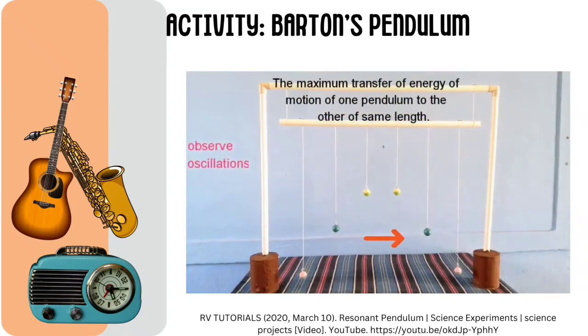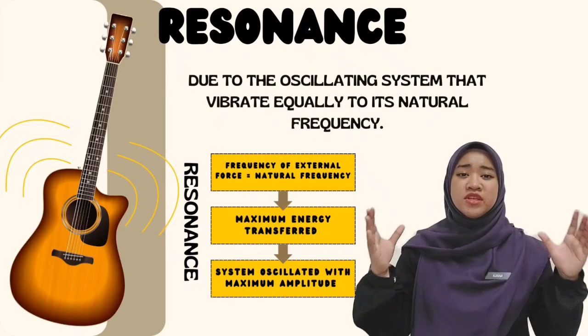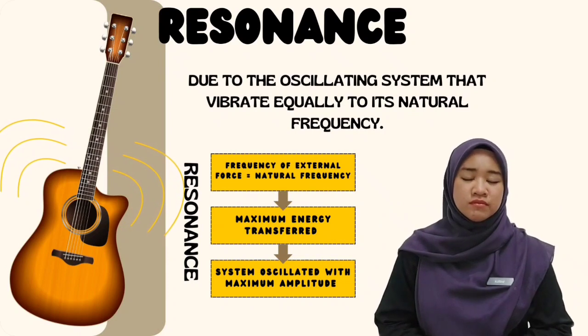So, when the second pendulum is oscillating, it transfers energy to all pendulums, causing them to oscillate. We can see the fifth pendulum oscillates with the highest amplitude because it has the same length and thus has the same natural frequency as the second pendulum. Well, resonance happens when an oscillating system vibrates equal to its natural frequency.